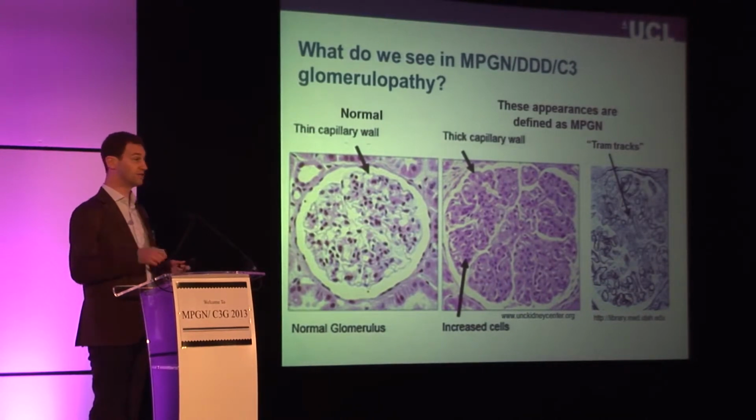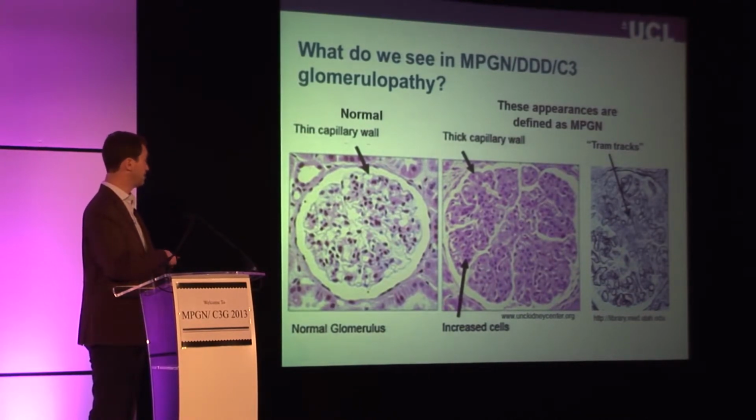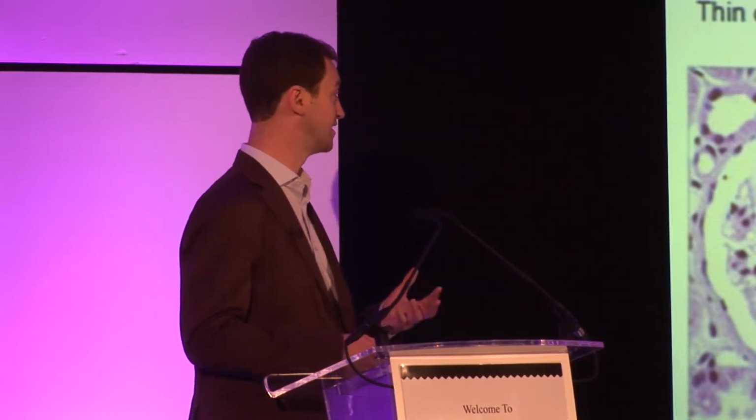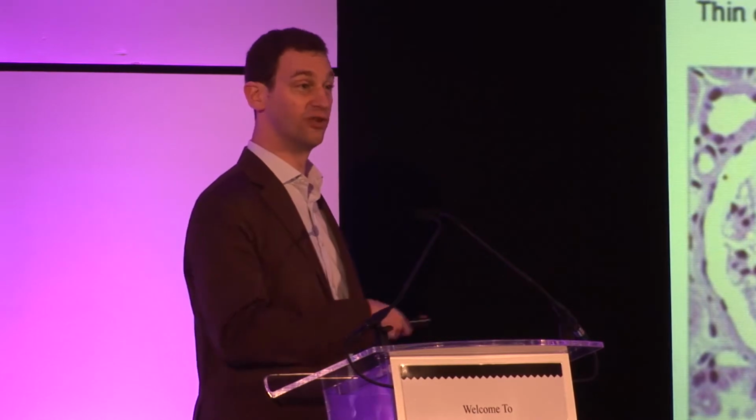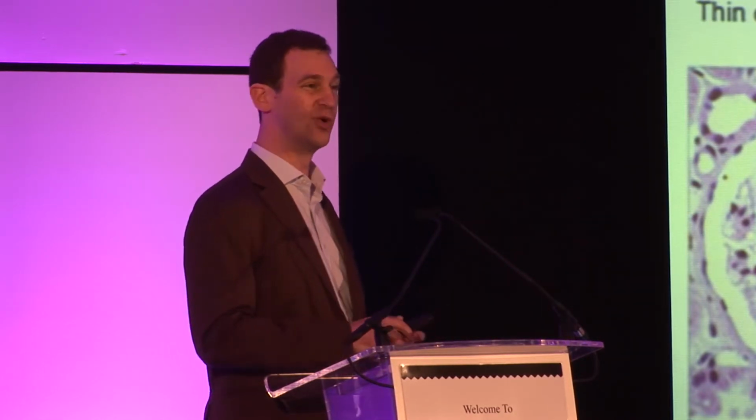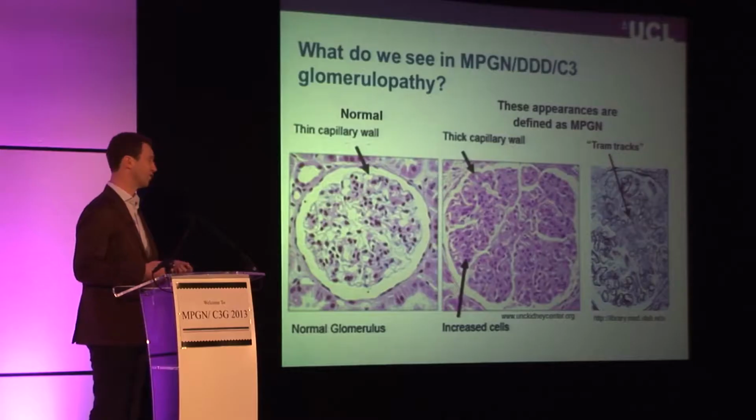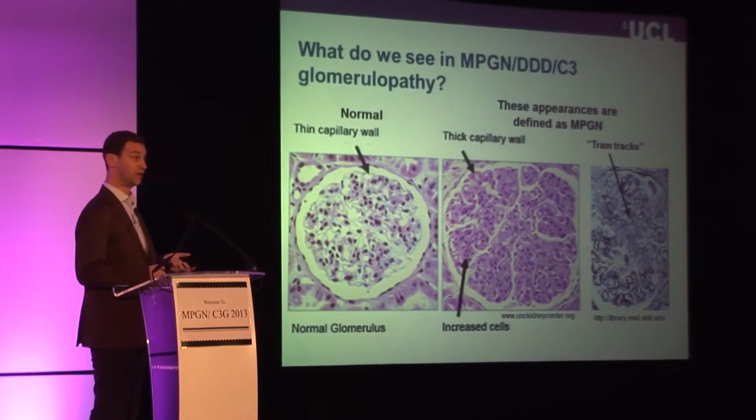In the whole world, most patients with these appearances actually have chronic infections. Particularly in African countries like Egypt, where schistosomiasis, which is a tropical disease, is found, lots of people go on to develop MPGN. We don't really call it MPGN because we call it schistosomiasis-related kidney disease. But the changes in the kidney are identical or indistinguishable from those that are seen in MPGN.